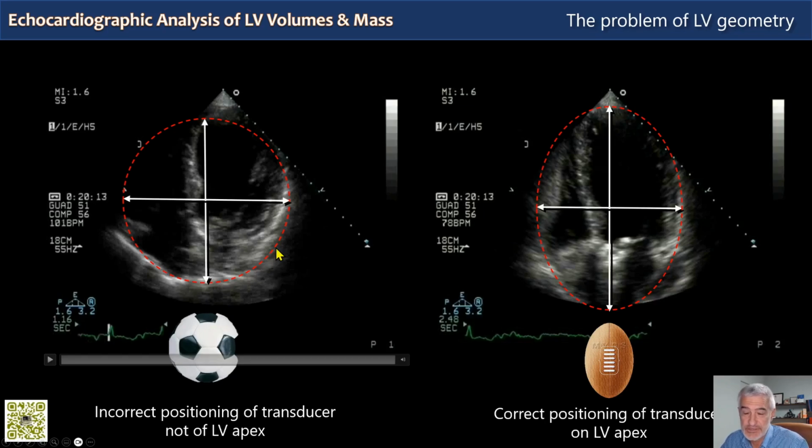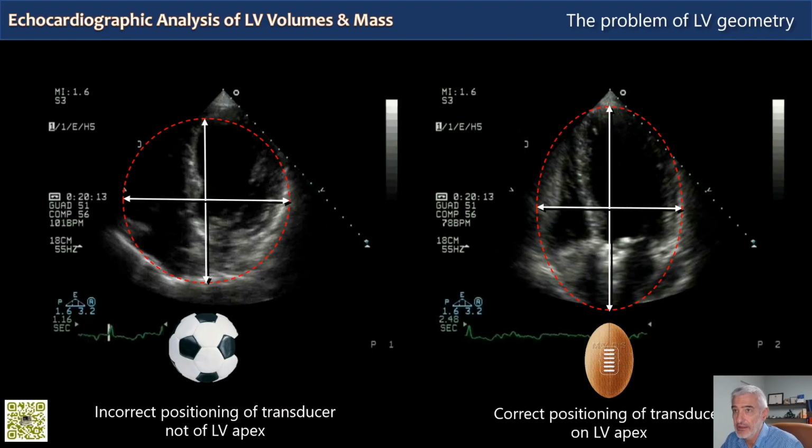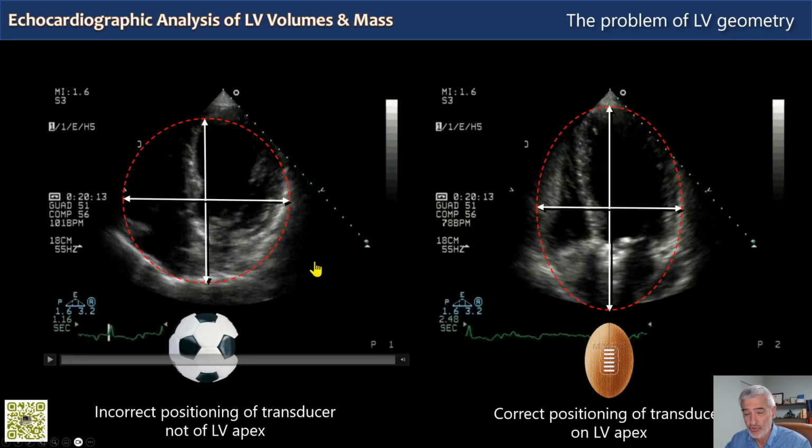Look at the shapes of the total cardiac area, two ventricles and two atria. On the left here, the incorrect image, we have a circle, a soccer ball. On the right, the correct geometry, it's an oval, a rugby ball. This is what lets us immediately recognize whether the imaging that we have of the total cardiac area is correct or not. So if it's a circle, we must correct it immediately.